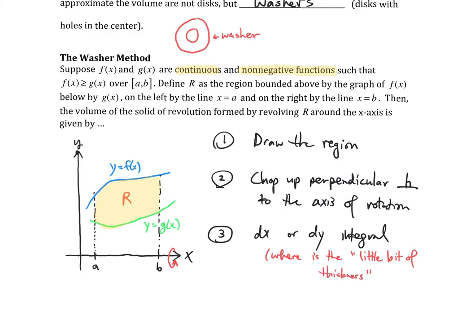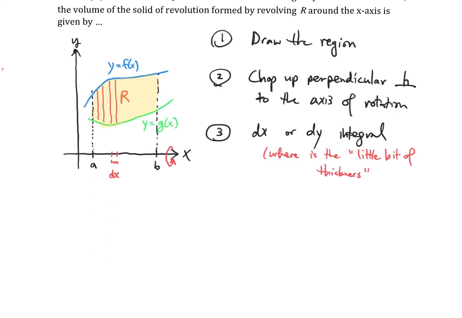Okay. So in this particular example, you can see that my axis of rotation is the x-axis. So I'm going to chop up perpendicular to the axis of rotation like this. This time I'll chop it up in red. So we're going to chop it up like this, and so on and so forth. And I hope that you can see that this little bit of thickness right there lies on the x-axis. So that's a dx type situation. All right. Once you've got all that information, then you can set it up as follows. The fourth step I would say is set up your integral.